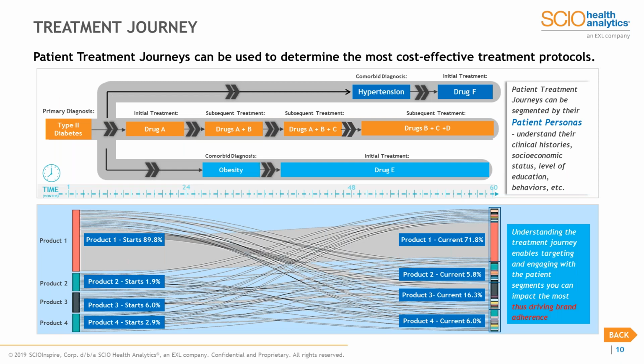Continuing on with the patient journey, this slide displays 2 patient treatment journey graphics. The top image displays a high-level summary of a journey for a diagnosis, in this case, type 2 diabetes. And of course, any analysis that we do in treatment journey certainly will differ from therapeutic area to therapeutic area, but this is an example for type 2.